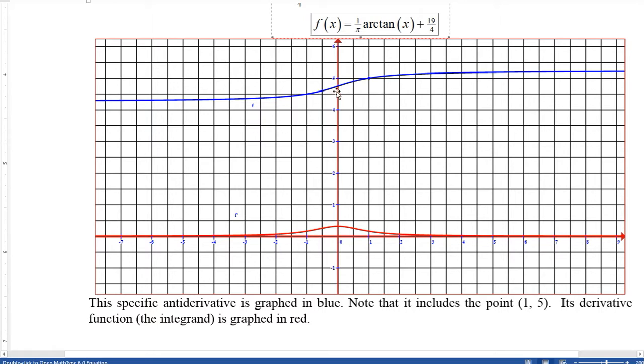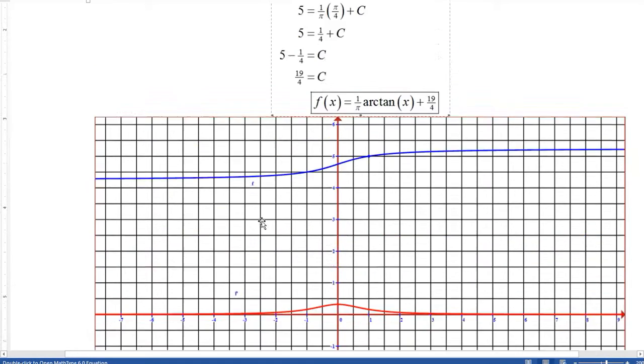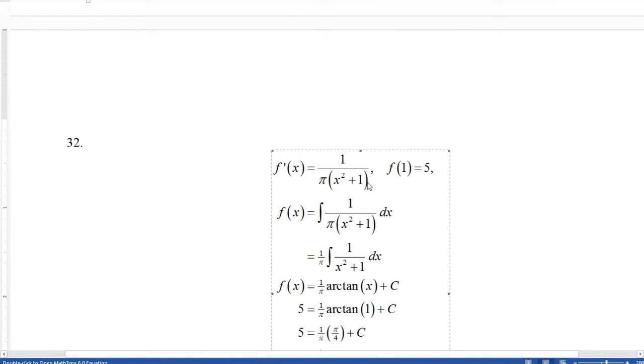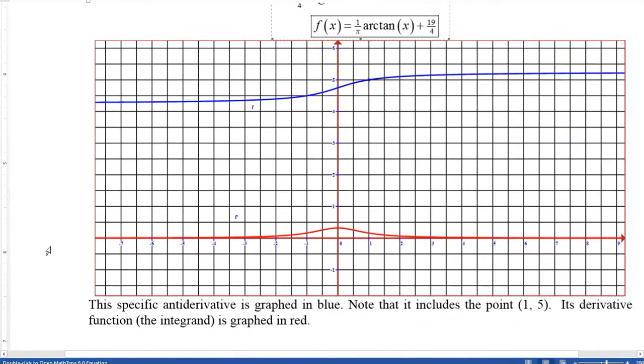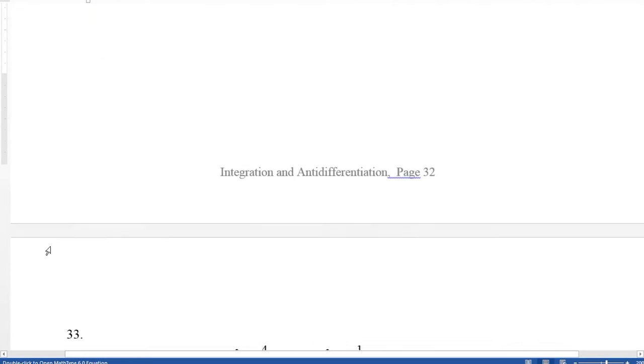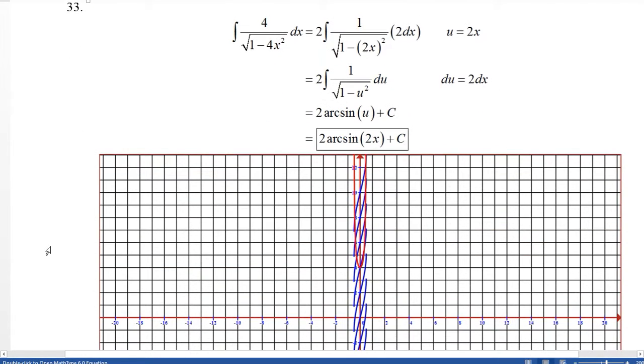Notice this function is increasing here, so it's increasing everywhere. The derivative is always positive. It goes from concave up to concave down with an inflection point here when x is 0, so that's going to be your maximum right here on the derivative. And the formula for that derivative is the original function up here, 1 over pi times x squared plus 1. And you can check that by hand or with technology.